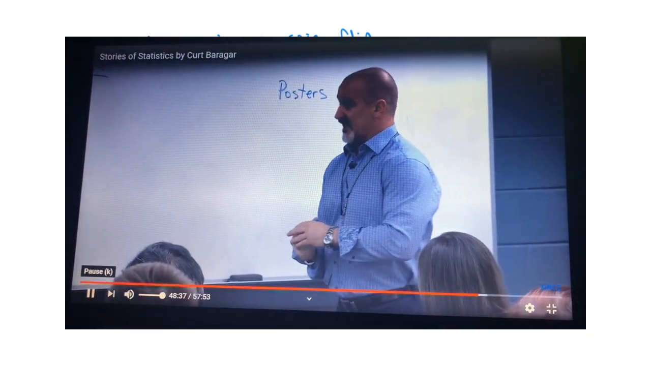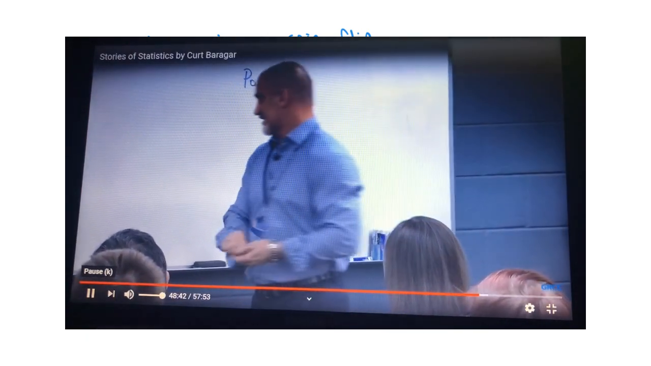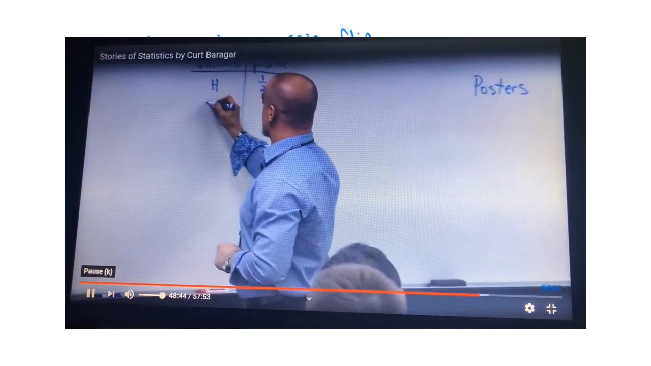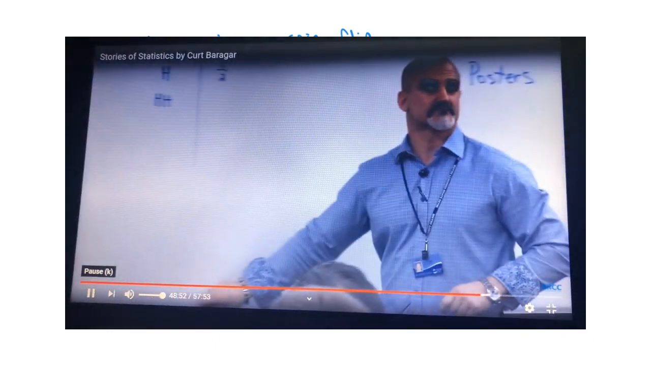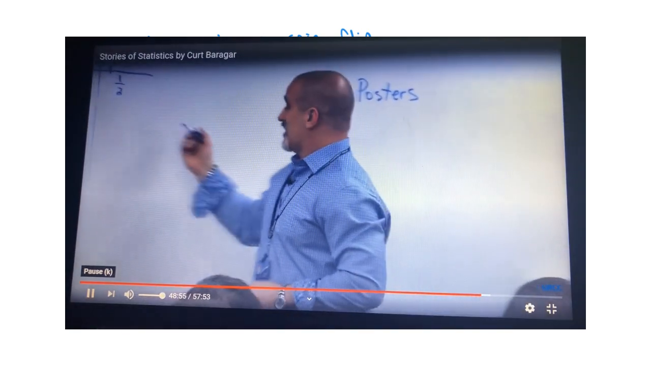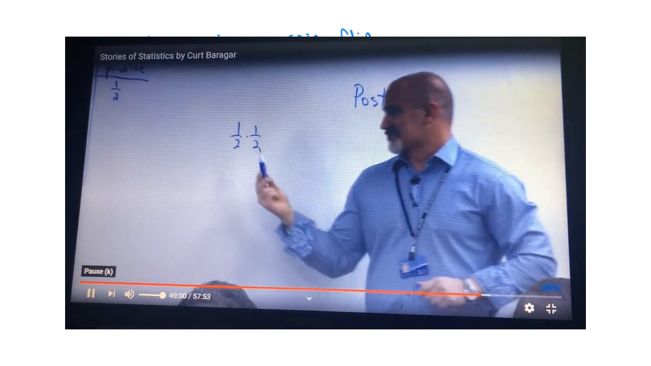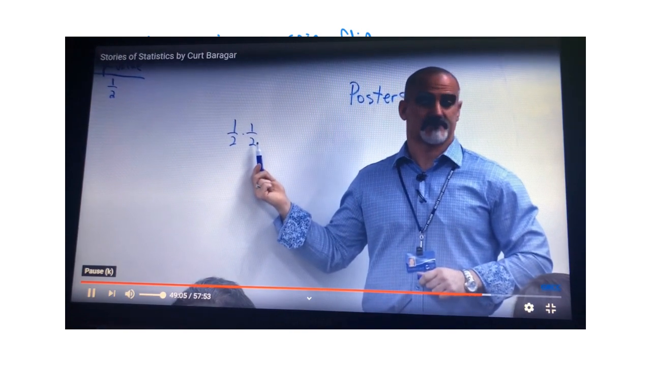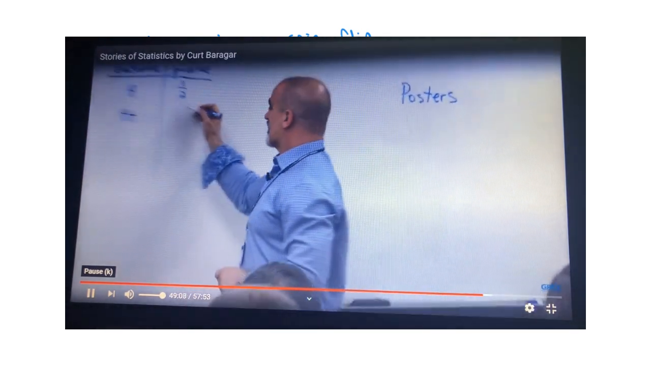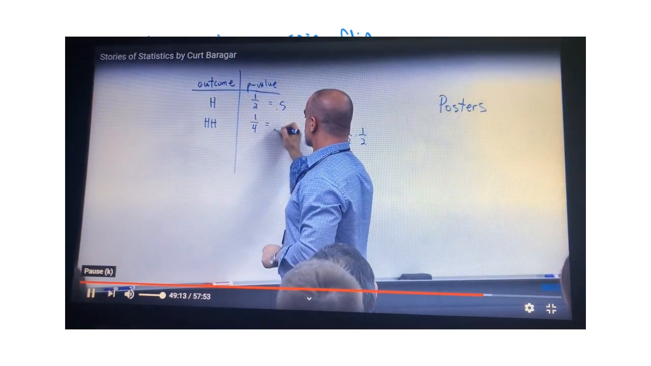Okay, so let's do it again. So I have a head now. Heads again. So what is the probability that I could get this outcome, given that that is true? Now what's the probability? 1/4, right? We use the multiplication principle, right? Because these are independent events. Like, if I get a head, it doesn't have any influence on the next coin flip, right? So now I've got 1/4, or for the decimal fans out there, 0.25.